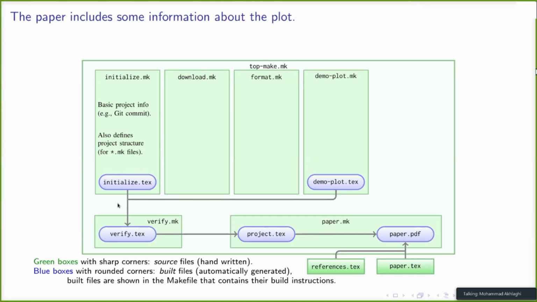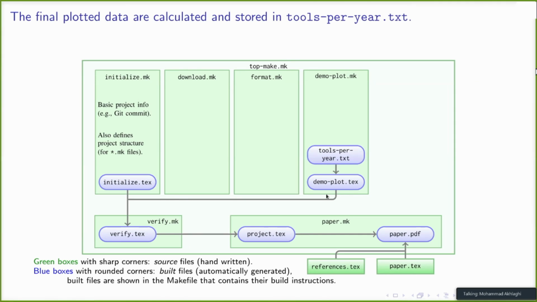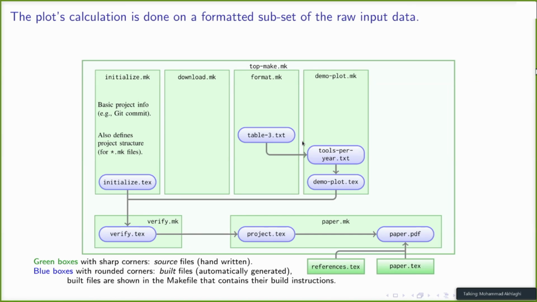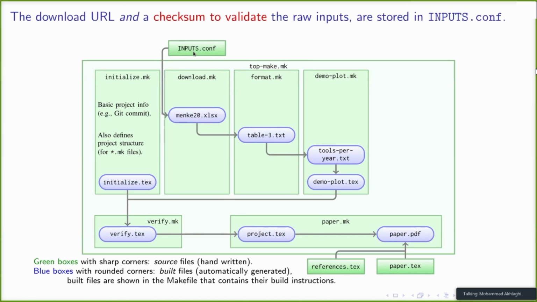And then, the things that come into verify, so for example, I was showing a plot. You see the input data for the plot. It's a plain text table. This plain text table comes from here. This comes from here. And this input.conf has the URL and checksum of the input. So you see, we have the full lineage of how the URL of the input turned into paper.tex.